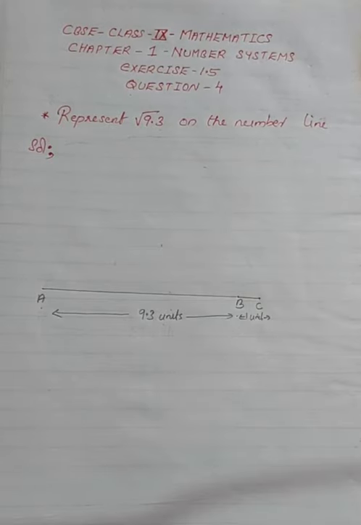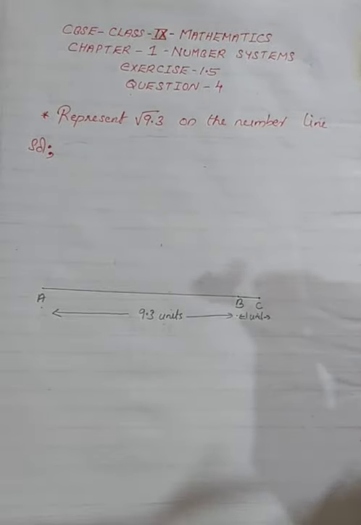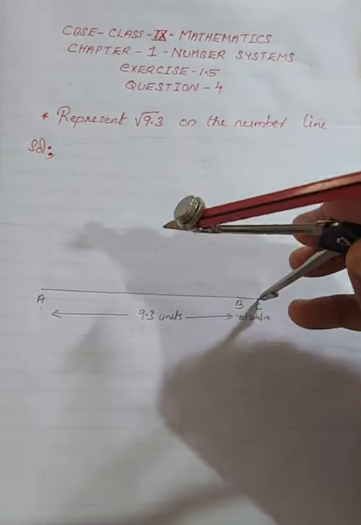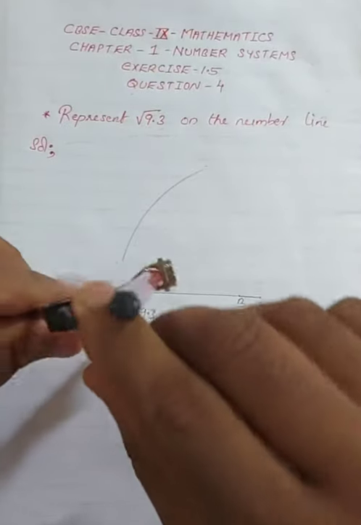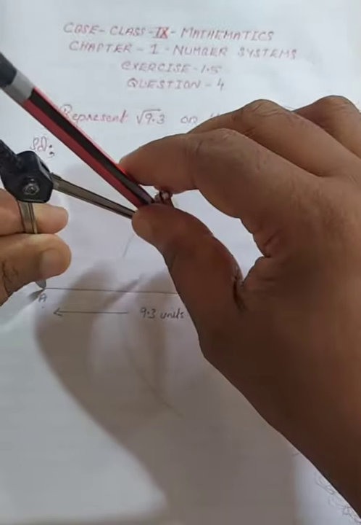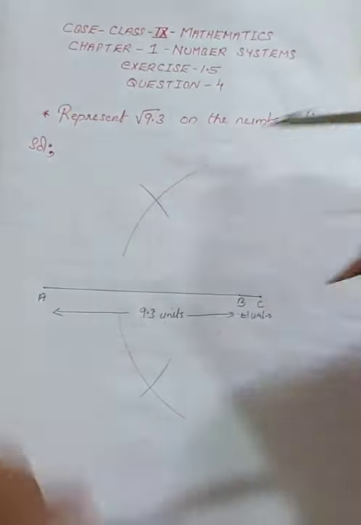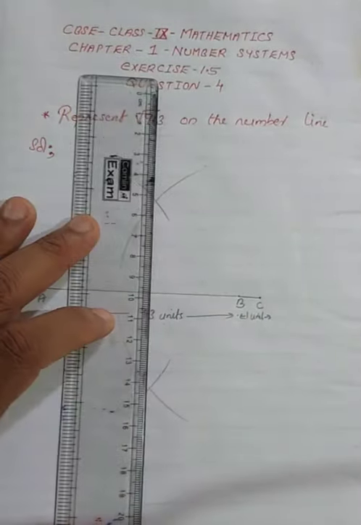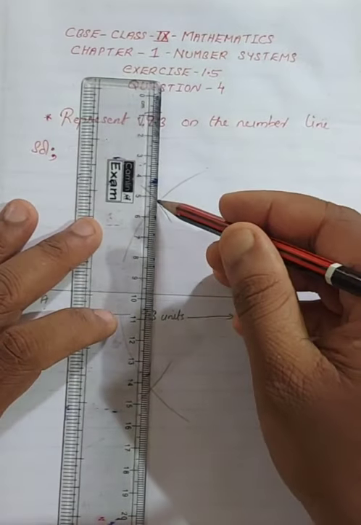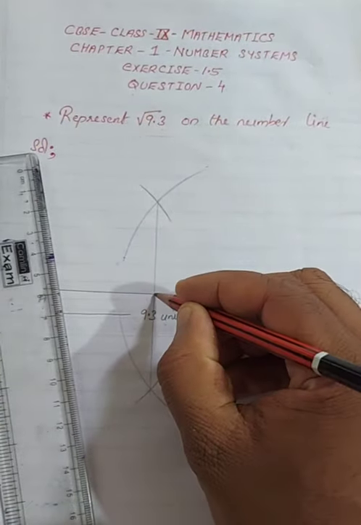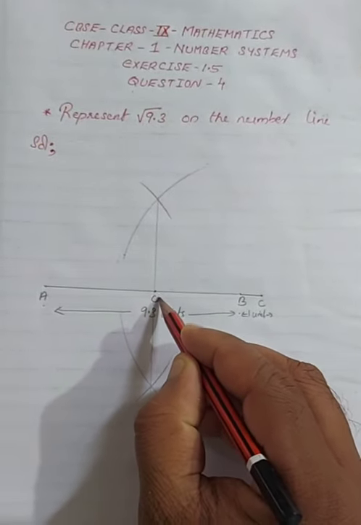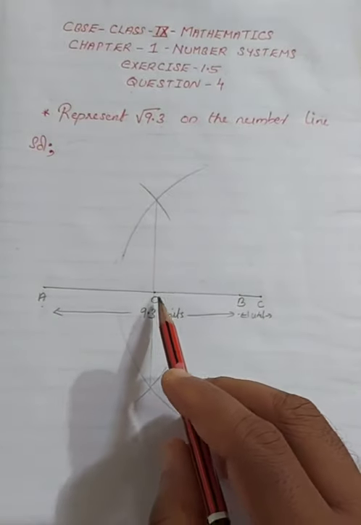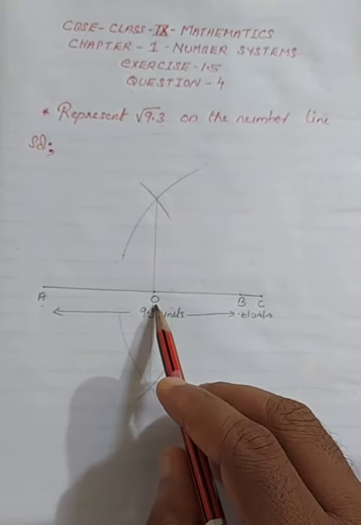Now we have to find the center of the line segment AC. So in order to find the center of the line segment AC, we have to draw the perpendicular bisector of AC. We can draw the perpendicular bisector of AC. Then it will meet at a point on the line segment AC. That point will be the middle of AC, that you can give it as O.